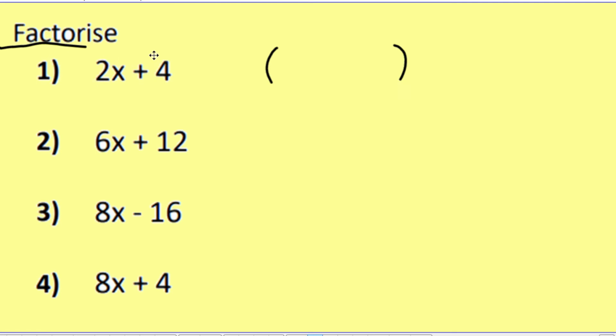Once we've got our brackets, we have to think what number goes into 2 and 4. So the factors of 2 are 1 and 2. The factors of 4 are 1, 2, and 4. Okay, so the biggest number that's in both is 2. So you put 2 outside the bracket. Then you think, how do I make 2x from 2? Well, you multiply it by x. And how do you make 2 into 4? Well, you multiply it by 2. Okay, so that's going to be put in the brackets. So you can always check this. If you multiply it out, 2 times x is 2x, 2 times 2 is 4.